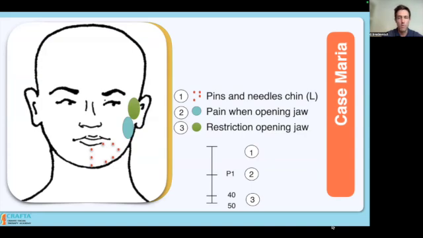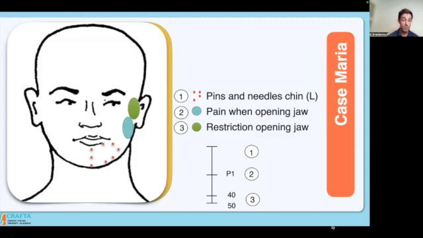I did some accessory movement there on the jaw. She has some pains, what you can see here in the body charts, and it's still there. Can you help me? So what I do now here, you can see the body chart, and it's very clear that she has pins and needles on the left side of the chin. She has pain when she's opening her mouth, when she's opening her jaw, what you can see in the blue area here. It's around, let's say, 30 millimeter. And at the end of the opening, she had a restriction of her jaw in the green area. So pain with opening, mainly pins and needles on her chin, only on her left side.